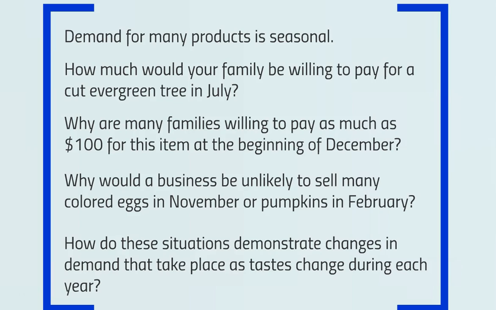Why would a business be unlikely to sell many colored eggs in November or pumpkins in February? How do these situations demonstrate changes in demand that take place as tastes change during each year? Again, we're not going to buy colored eggs in November because it's an Easter thing. Pumpkins in February, as much as I love pumpkin flavored everything, I'm not interested as much in February as I am in, say, September and October. So demand for seasonal products does change, but economists can account for that because we understand seasons.